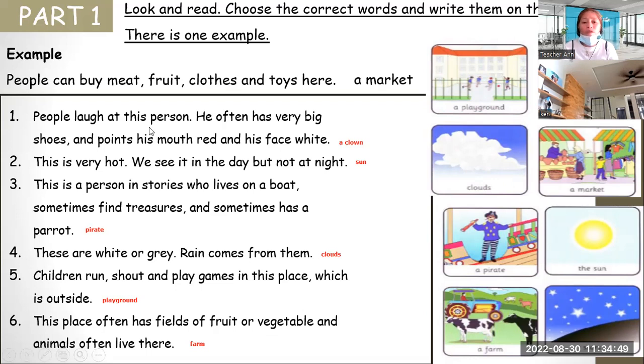So people laugh at this person, and he often has very big shoes and paints his mouth red and his face white. So this is a clown. This is very hot. We see it in the day, but not at night.